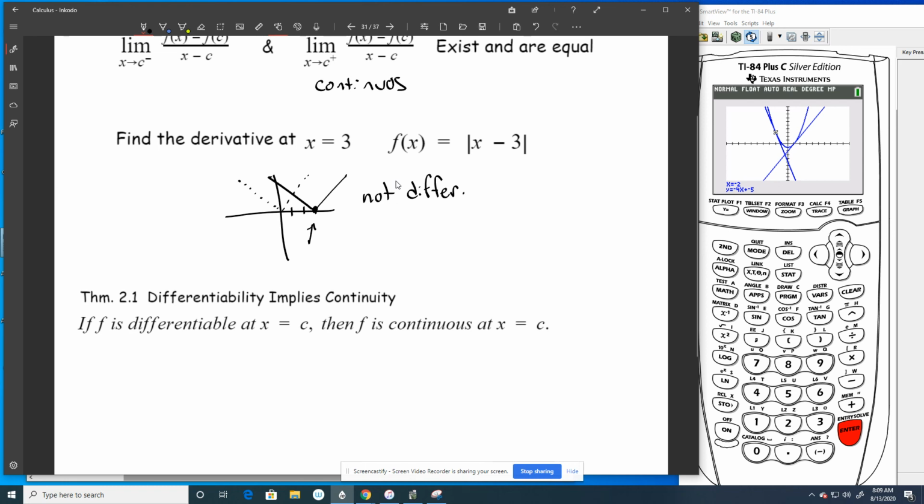If a function is differentiable, then it's continuous. Okay? This function was continuous, but it's not differentiable at every point, because at this point, even though it's continuous, it's not differentiable. So this is implied. If it is differentiable, we know that it's continuous. But if it's continuous, that doesn't mean that it's differentiable.